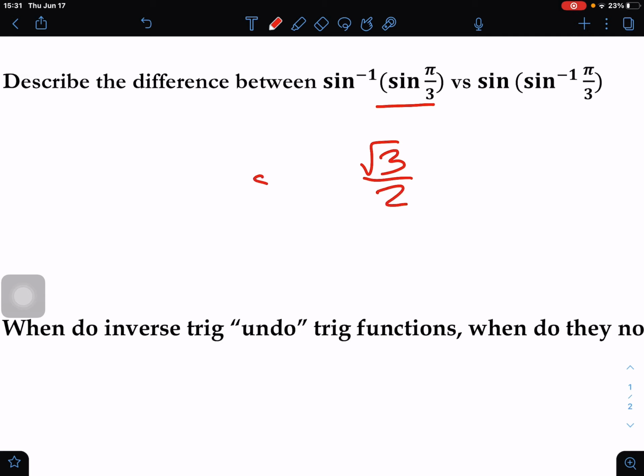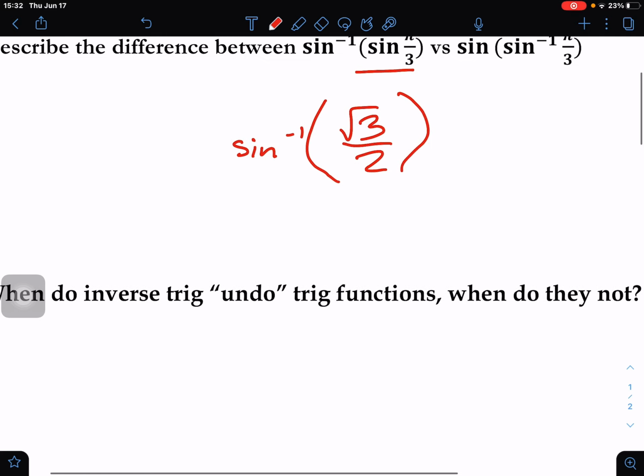And then you have to take the inverse sine of this value. The inverse sine of that value would be, let's see. That means it's saying if the sine of an angle is this value, what would it be? And then you just get back pi over 3 or 60 degrees.